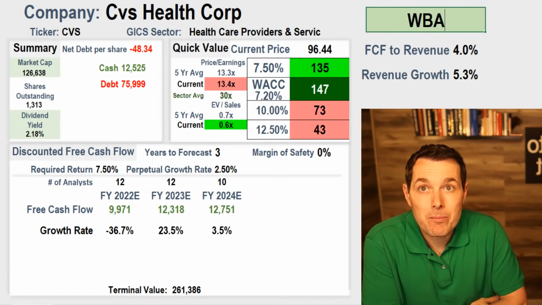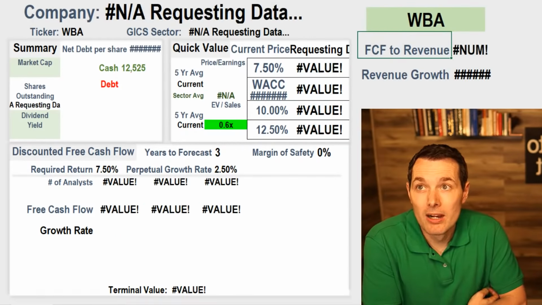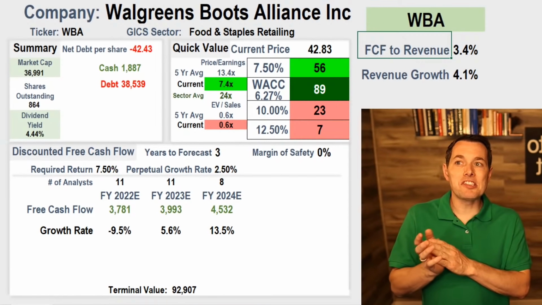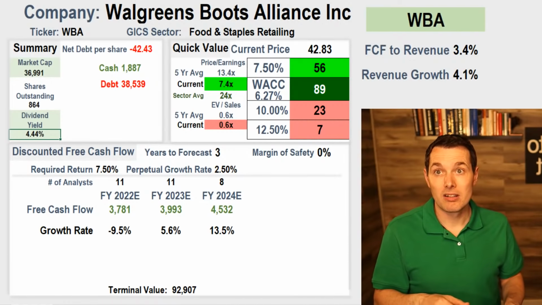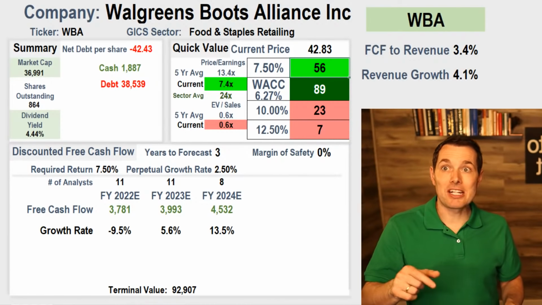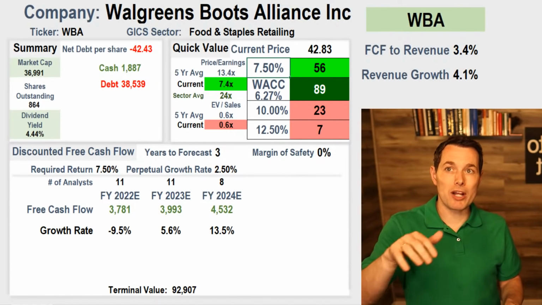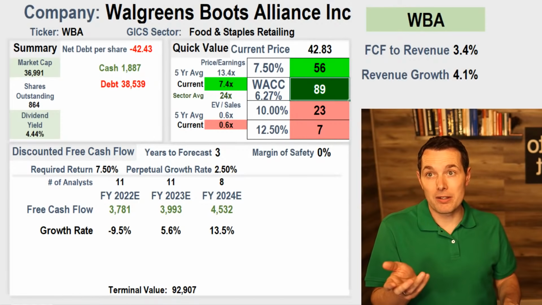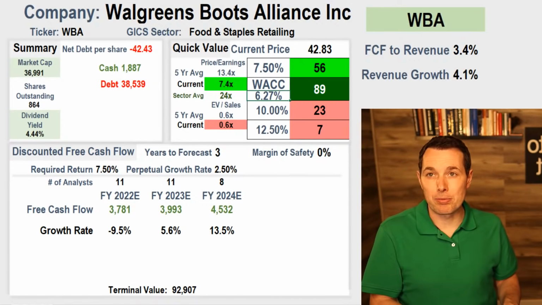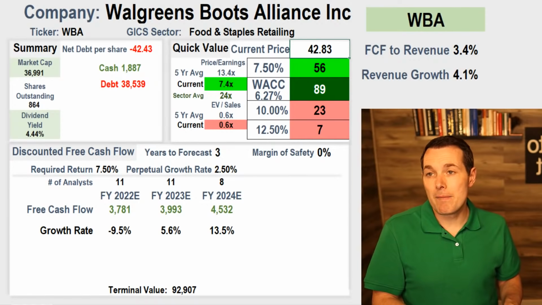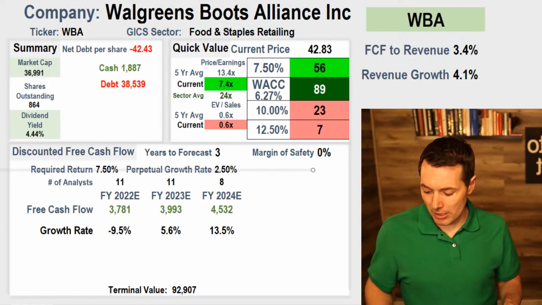I always like to look at Walgreens while we're at this. Yeah, another one. I was always favoring CVS. This one has a better dividend yield, double the dividend yield. 7.5% cost of capital, required return, undervalued. They have a low cost of capital. Again, not too surprising. Analyst estimates, we got plenty of analysts.